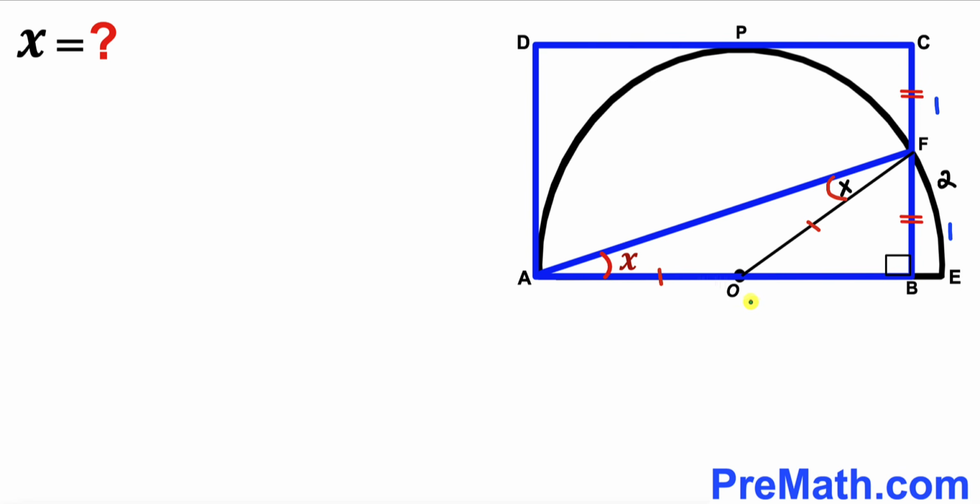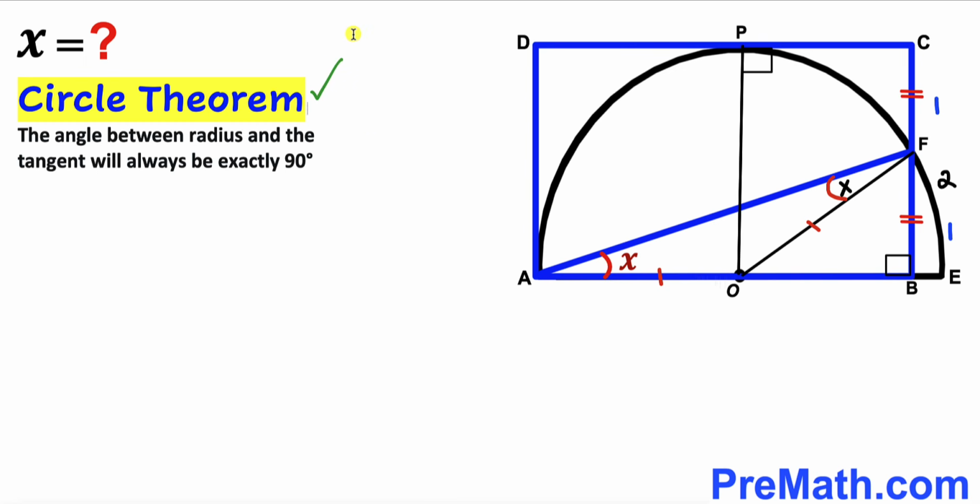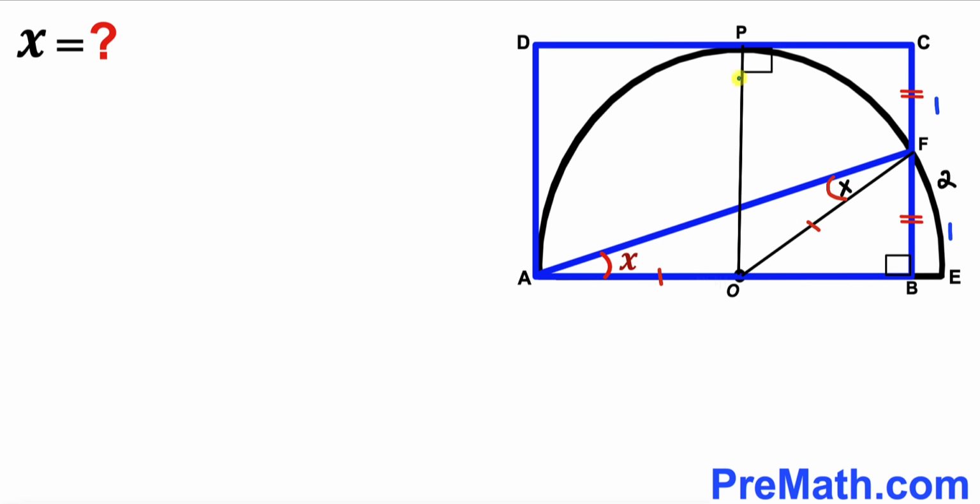In this next step, I am going to connect this center O with this point P. Now we can see this OP is the radius of this semicircle. Let's recall the circle theorem. According to this theorem, the angle between the radius and the tangent line will always be exactly 90 degrees. So no wonder this angle has to be 90 degrees, since OP is our radius and this is our tangent line.